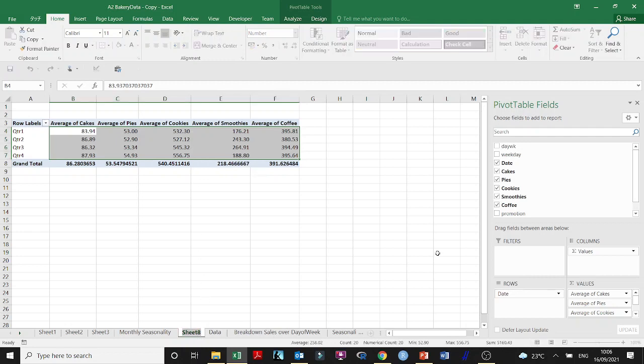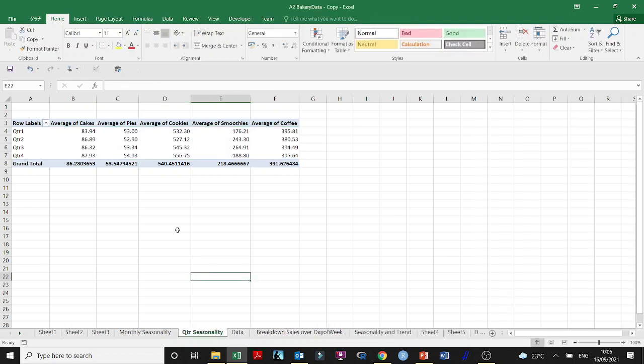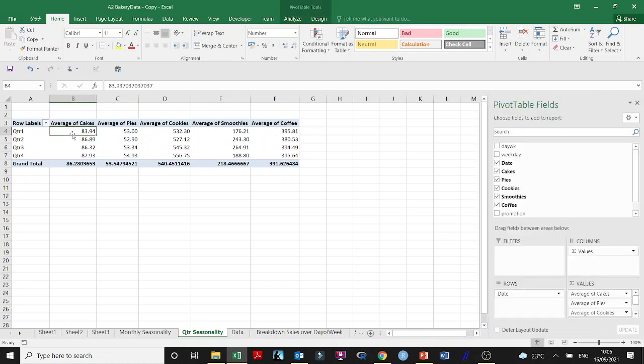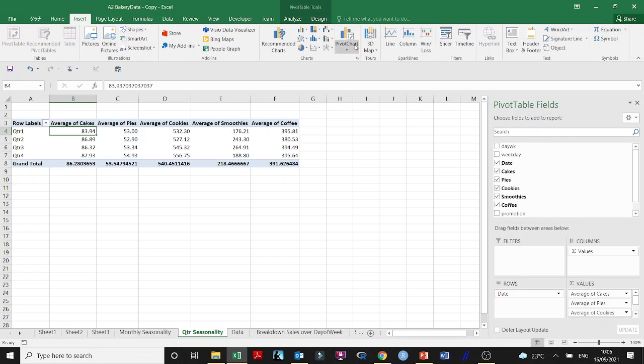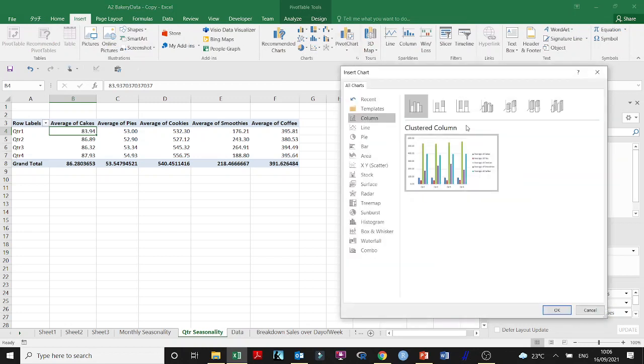Let's call this sheet quarterly seasonality. Okay, so this is the quarterly seasonality. All right, so again, insert a chart, a pivoted chart, and of course line.